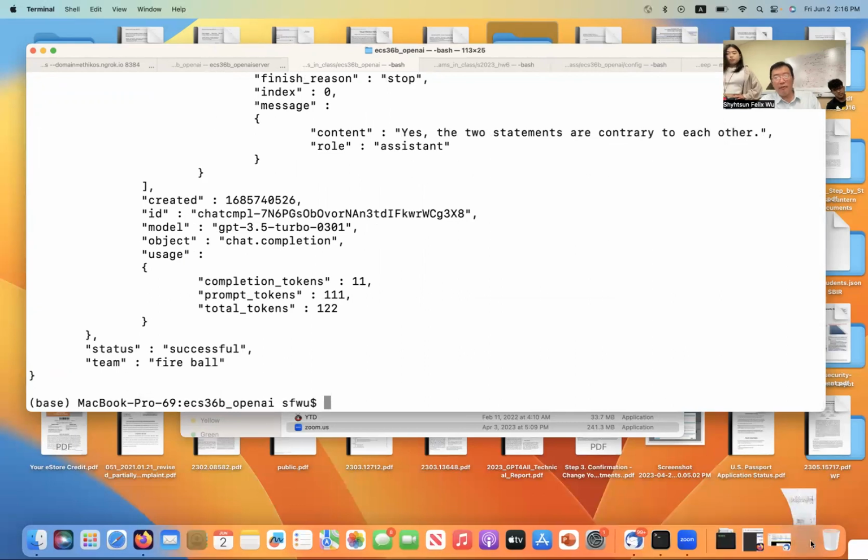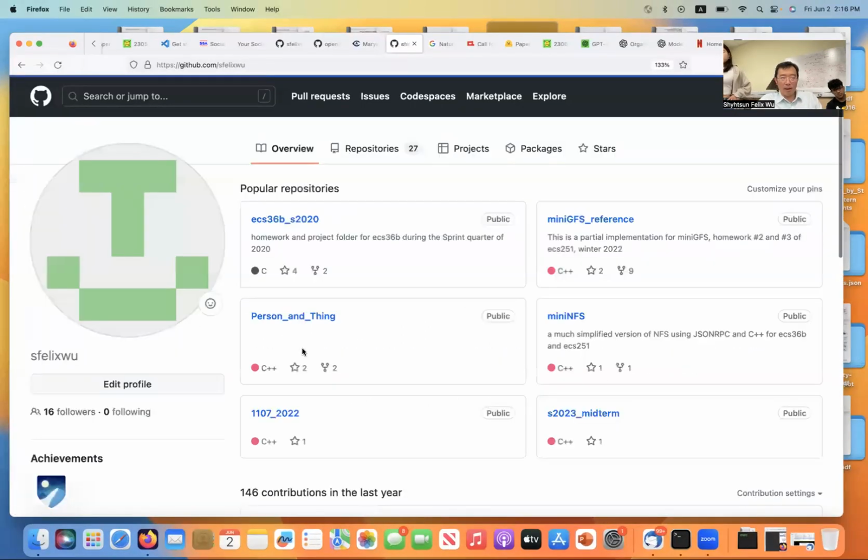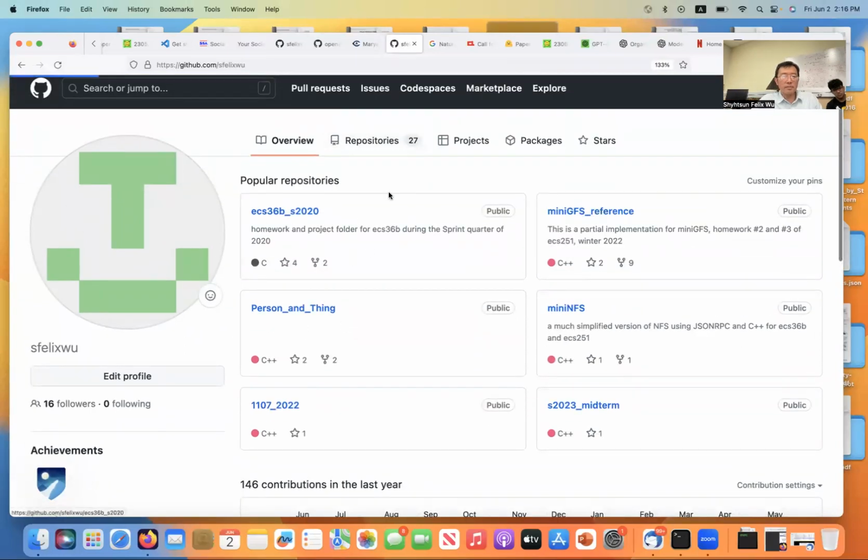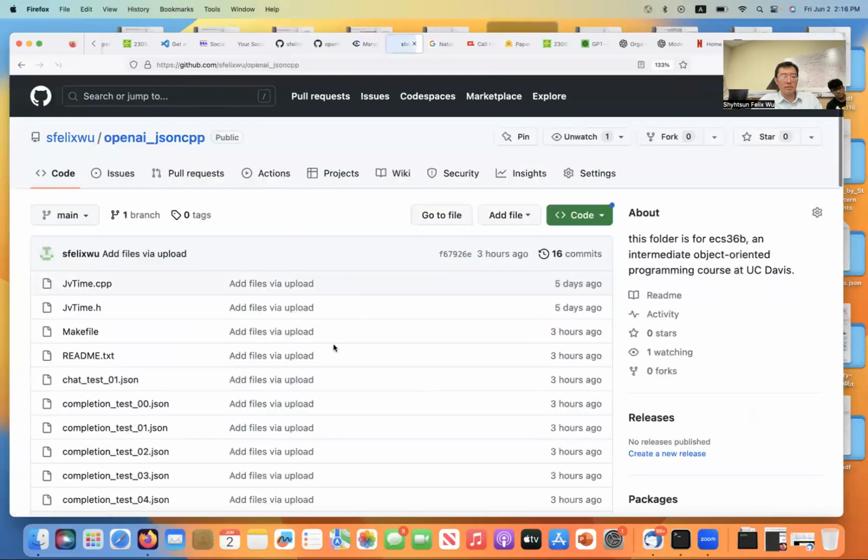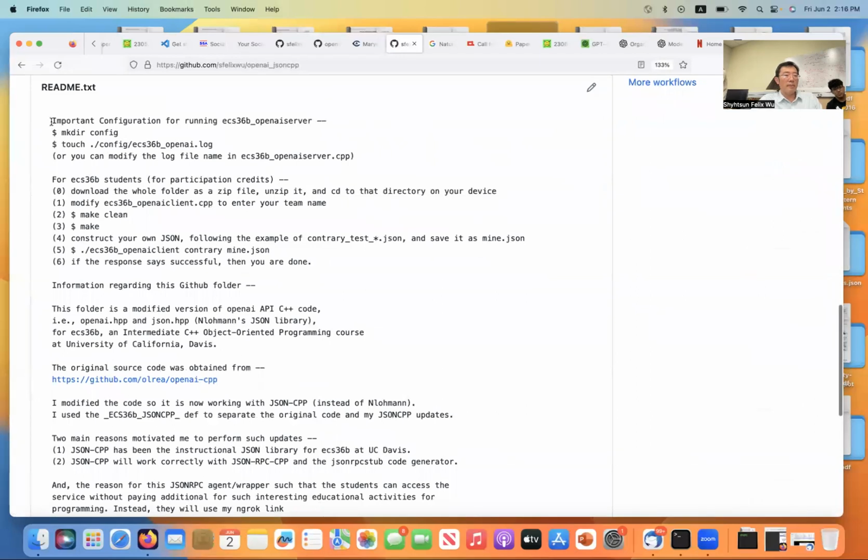Okay, so let me show you I already gave an instruction in the README file. If you go to the README file, I basically provide instruction. I said for ecs36b student for participation credit, download the whole folder, modify this file to enter your team name, make a clean make, and then basically construct your own JSON. Follow the example of contrary underscore tests, whatever JSON as my.json. So you create a my.json and then you just run the program ecs36b open client contrary my.json. And then if the response says successful, you're done. So I have already provided instruction here in the README file.